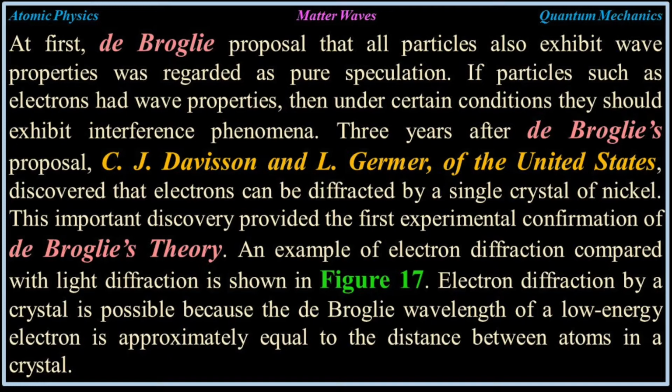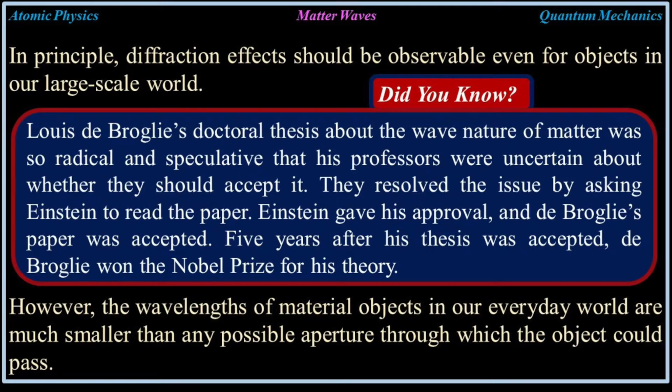Electron diffraction by a crystal is possible because the de Broglie wavelength of a low energy electron is approximately equal to the distance between atoms in a crystal. In principle, diffraction effects should be observable even for objects in our large-scale world.